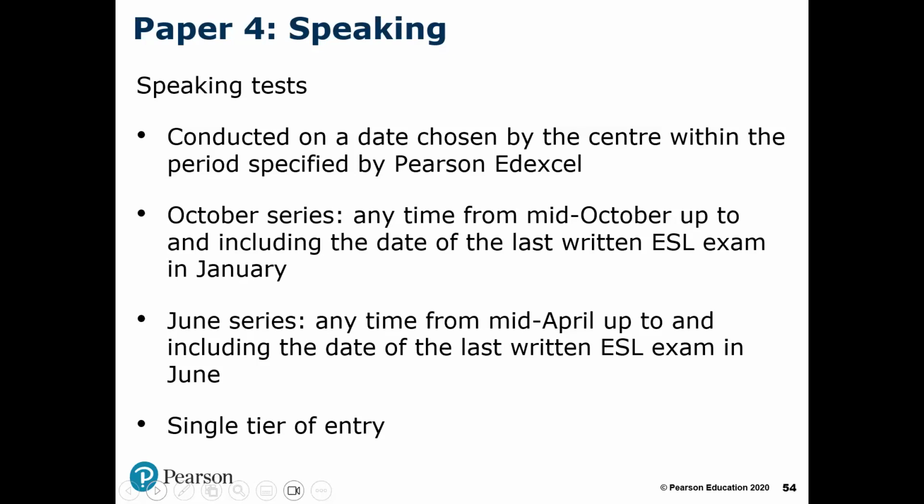The October series is really any time from mid-October up to and including the date of the last written ESL exam in January. And the June series is usually from mid-April up to and including the last written ESL exam in June. But the exact dates, you can check on the website. And we mentioned as well that there's a single tier of entry. So all candidates, all students do exactly the same exam, and differentiation is by outcome.